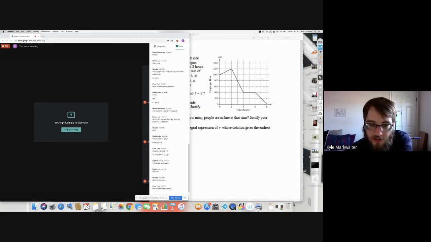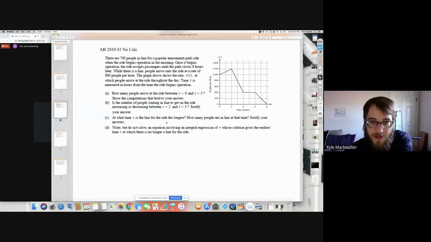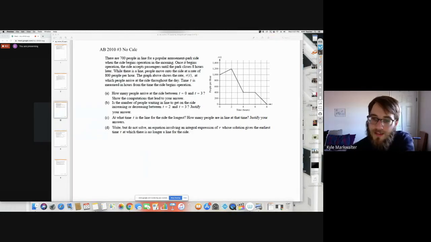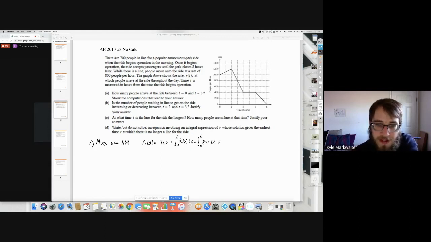Because longest, yes, exactly, Clay. Longest sounds like maximum thing. And we want the maximum number of people in line. So basically, we're trying to maximize our A of t equation, which I'll just copy back down here. I know I messed it up the first time. We'll get it right this time. It was 700 plus the integral from 0 to t of r of x dx minus the integral from 0 to t of 800 dx. So we want to maximize this thing.